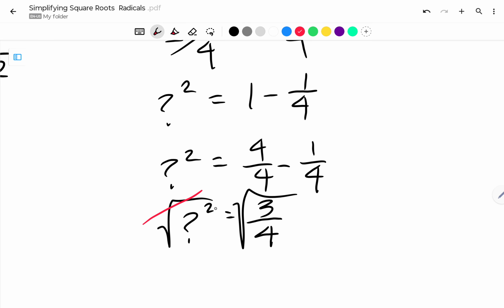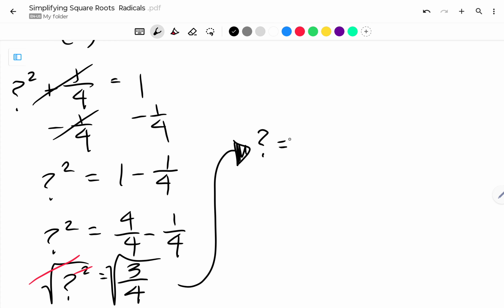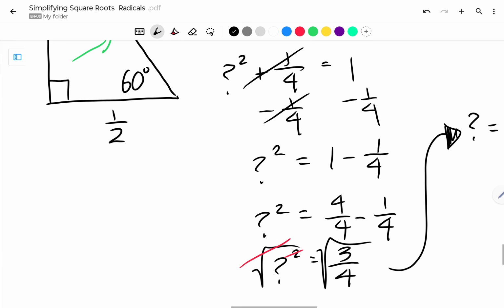This is going to cancel out. This is going to cancel out. And your answer is going to be, let me continue the work here. Question mark equals square root of 3/4. Okay. So how does this work out when it's the square root of 3/4? You can actually split up the square root again. Split it up. Square root of 3 over square root of 4. Square root of 4 simplifies to 2. Okay. So your question mark is going to be square root of 3/2.